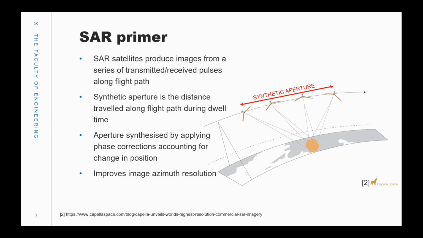So I'm not sure if everybody in this room knows exactly what SAR is, so I'll just go over it briefly, although Nicole has definitely covered some of this already. SAR satellites produce images from a series of transmitted and received pulses along the flight path, and synthetic aperture is the distance traveled along the flight path during the observation time, or dwell time. The aperture is then synthesized by applying phase corrections, accounting for the change in position for each pulse, and this improves the azimuth resolution.